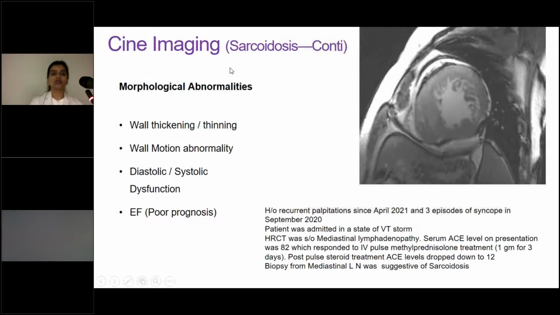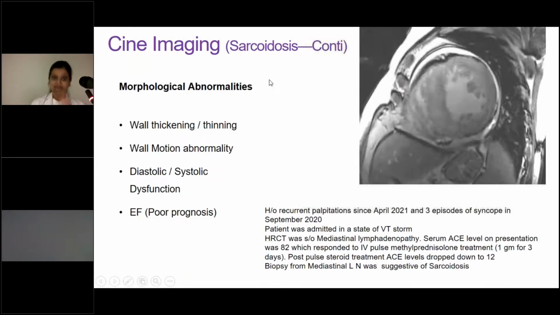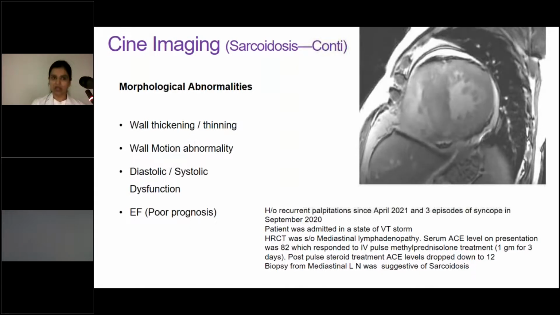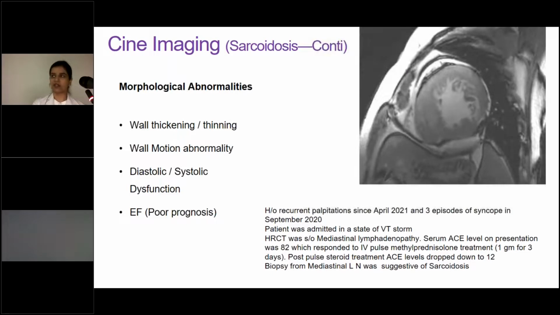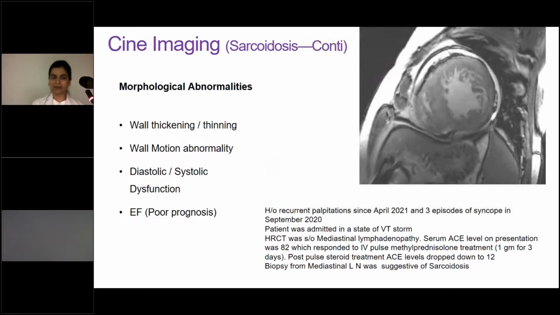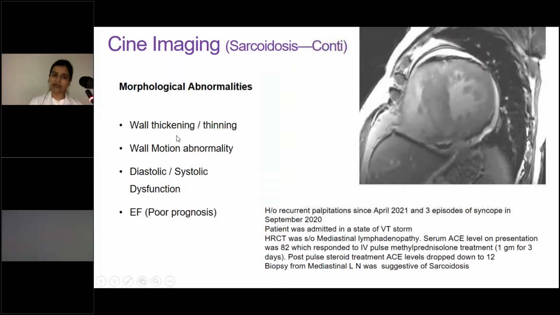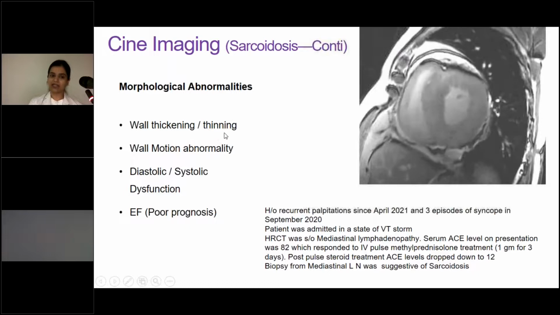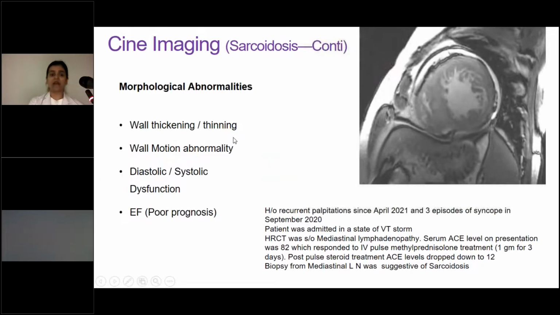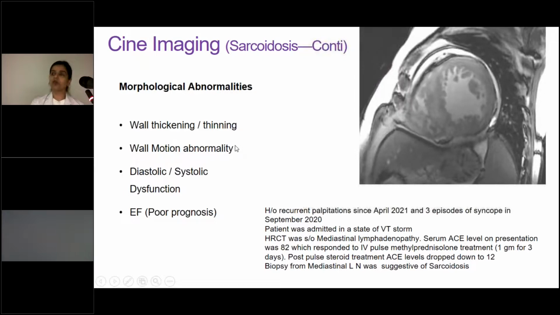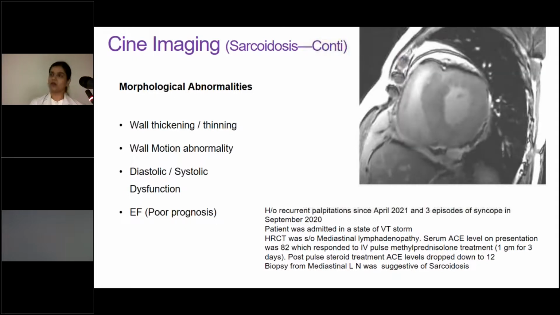So coming on to the imaging manifestations of sarcoidosis on cardiac MRI, we can again segregate the imaging features into morphological and functional abnormalities and tissue characterization using late gadolinium enhancement sequence. So among morphological abnormalities, focal or global wall thickening or thinning of the myocardium can be seen depending on the stage of the disease, that is inflammatory versus fibrotic. And on cine sequences, regional wall motion abnormalities, presence of focal aneurysms, and global hypokinesia are commonly seen.